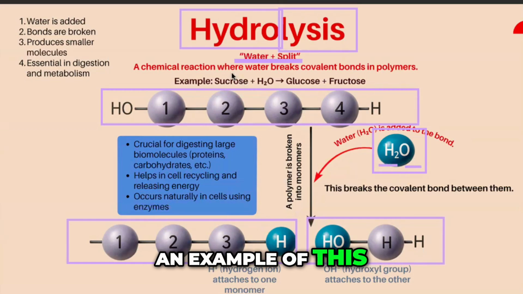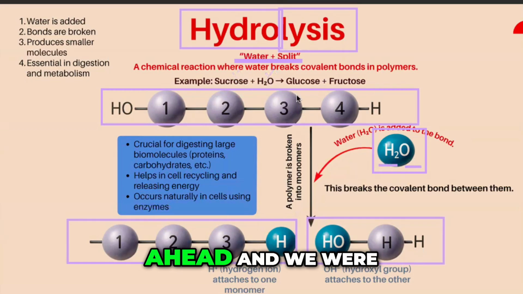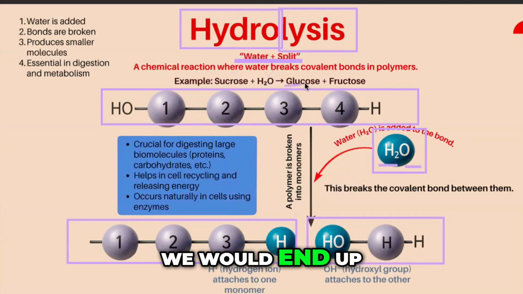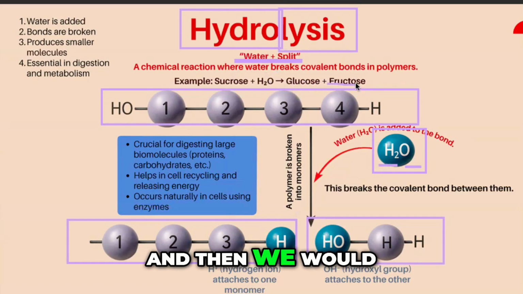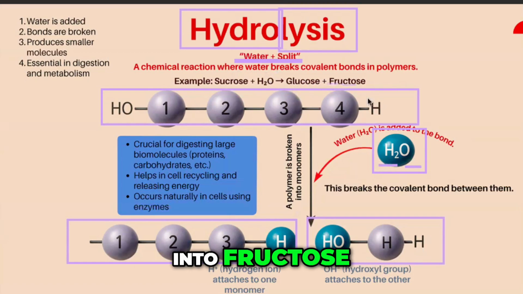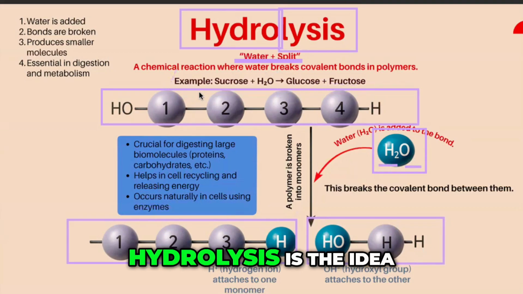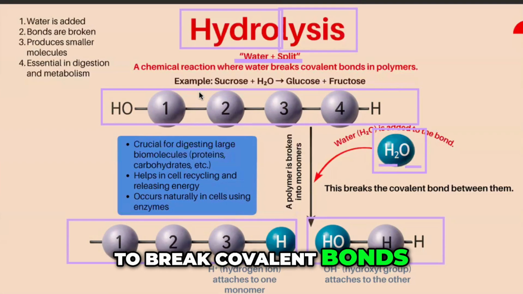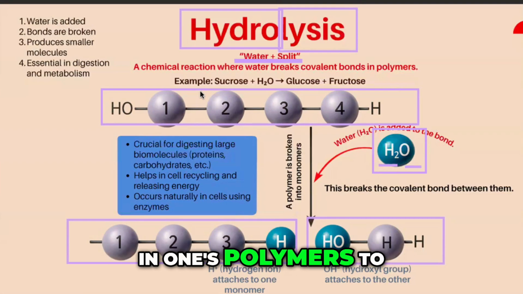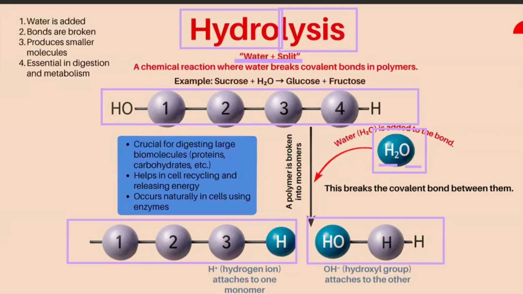An example of this is if we consume sugar and water, and then we were to break it down, we would end up getting glucose, which also is a type of sugar, but it's a simpler version of sucrose. And then we would break it down also into fructose. This is just a small example, but overall, hydrolysis is the idea of adding in water to break covalent bonds in polymers to create monomers.